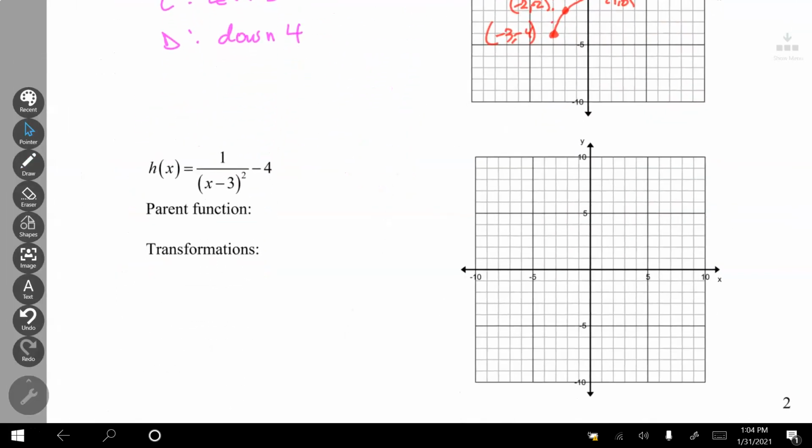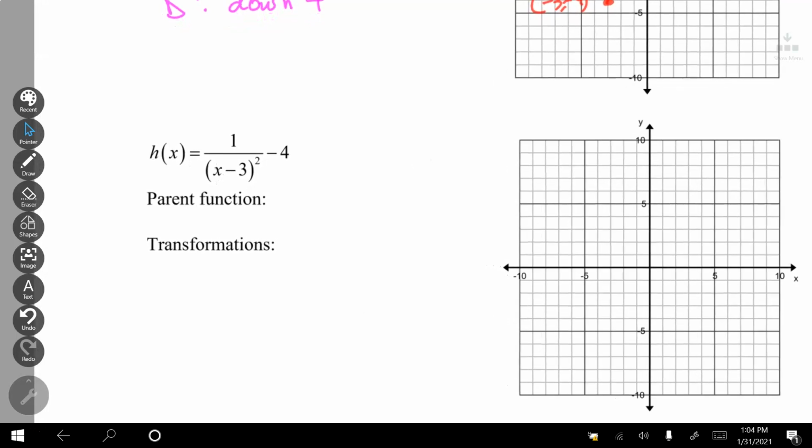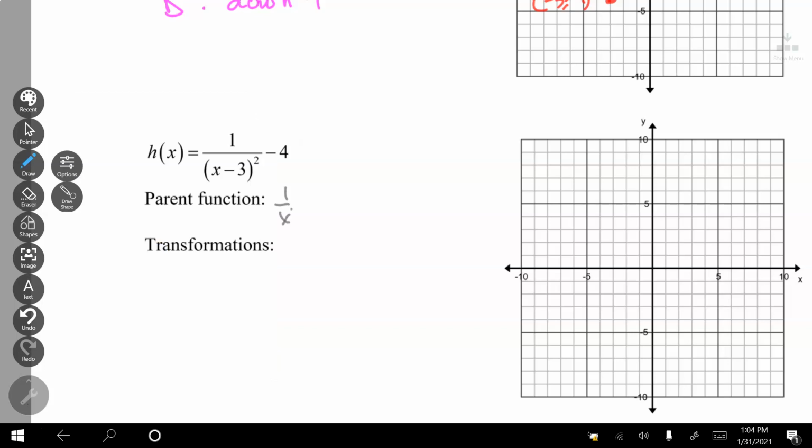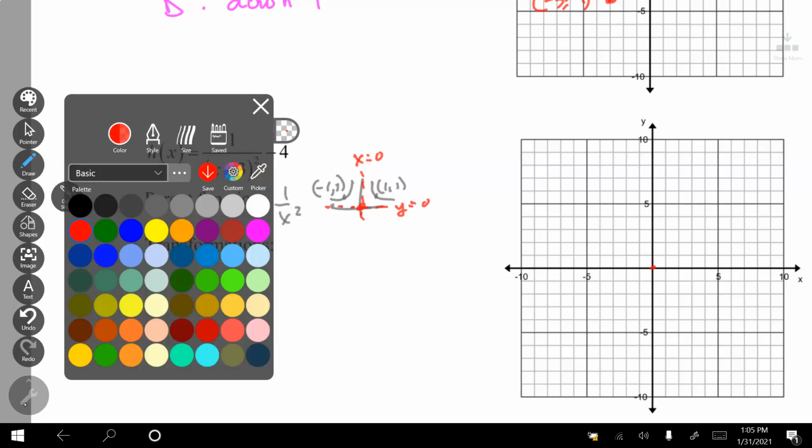Now the last one is going to be the hardest one to do, because of just what the parent function is. The parent function here is 1 over x squared. That's what I call this little volcano type of looking function. It's at 1, 1. It's at negative 1, 1. And I do have 2 asymptotes here. Let me change it to red. X equals 0, y equals 0, and the 2 asymptotes meet right here at the origin 0, 0. I'll put a little red dot there. That's where the 2 asymptotes meet.